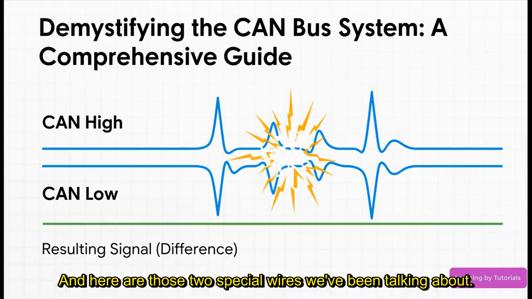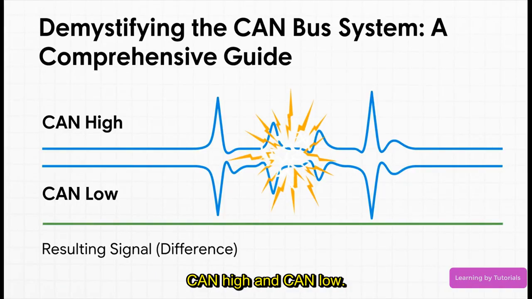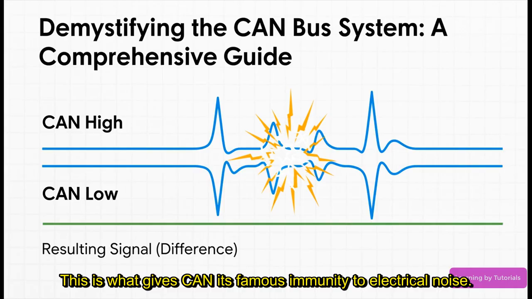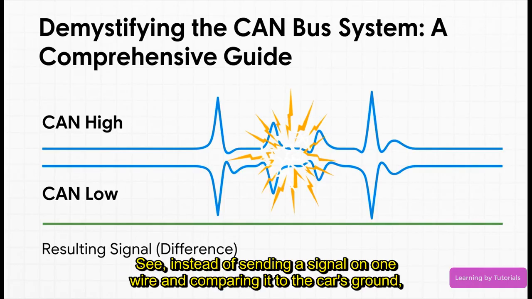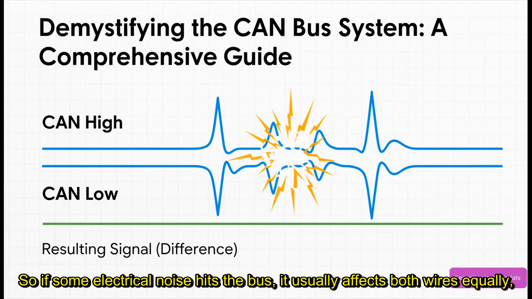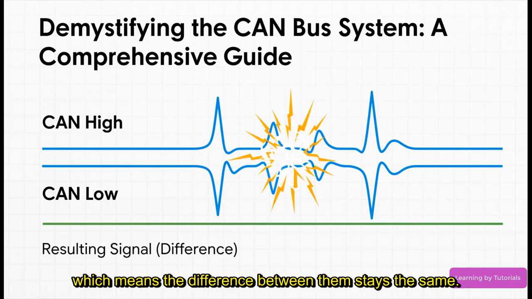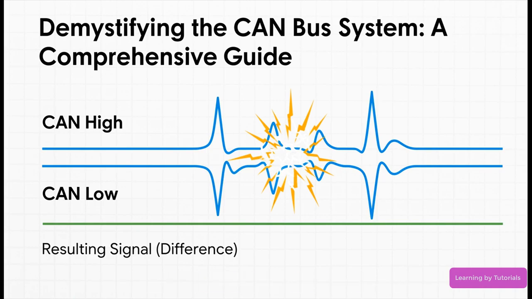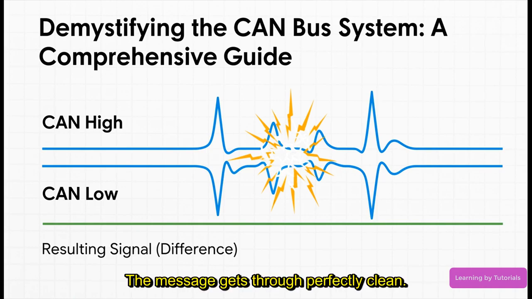And here are those two special wires we've been talking about, CAN high and CAN low. Now, this is the secret sauce. This is what gives CAN its famous immunity to electrical noise. See, instead of sending a signal on one wire and comparing it to the car's ground, CAN looks at the difference in voltage between these two wires. So if some electrical noise hits the bus, it usually affects both wires equally, which means the difference between them stays the same. The message gets through perfectly clean. It's an absolutely brilliant piece of engineering.